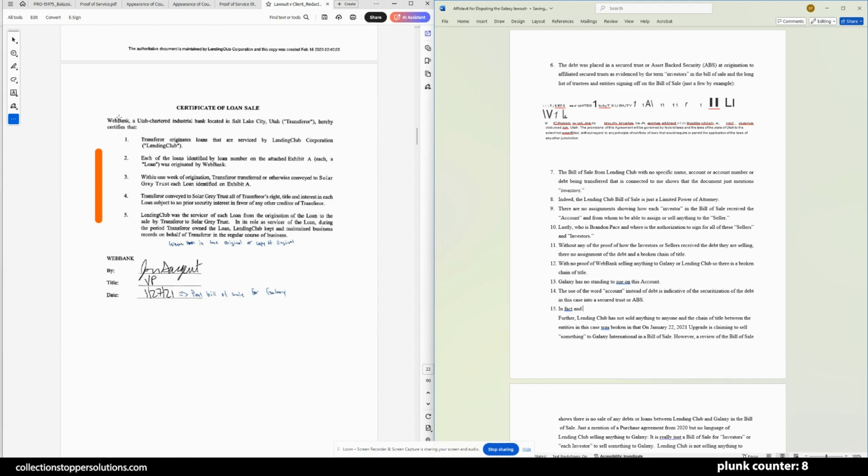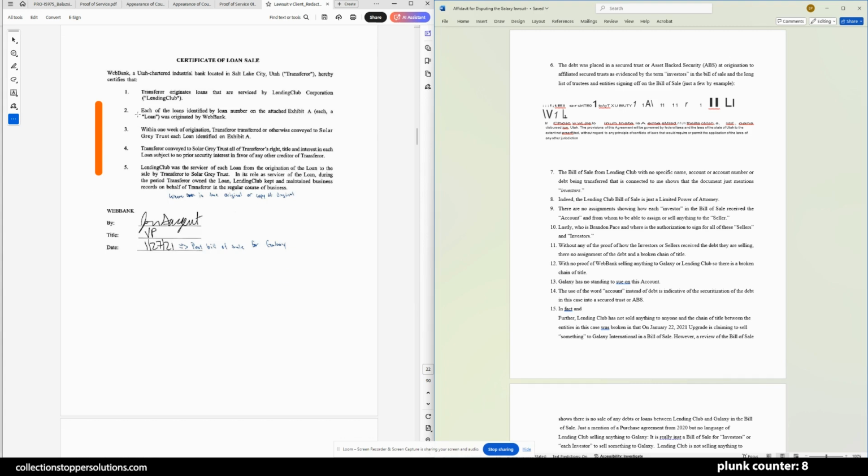Certificate of loan sale. WebBank, and that's the initial seller, hereby certifies that it is a transferor, and it originates loans that are serviced, not owned, by Lending Club. Fair enough. And that says in the agreement. Each of the loans identified by loan number and attached Exhibit A, each loan, was originated. When anything's originated, look for a securitization. Within 1 week of origination, transferred or otherwise conveyed to Solar Gray Trust each loan. Oh my God, how did we find out?